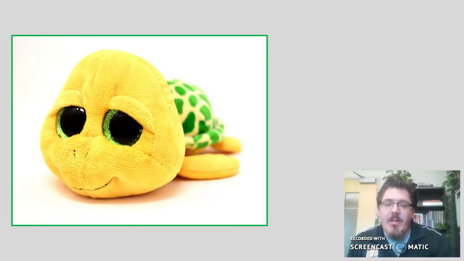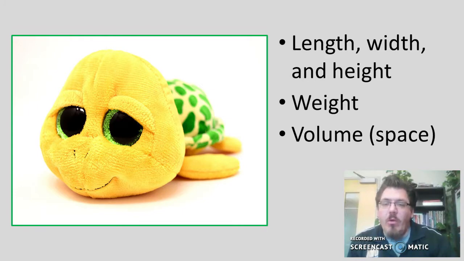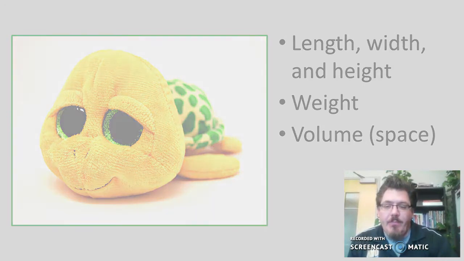Let's say that you hand your student a stuffed animal. What are some measurable characteristics of that toy? You could measure the length, or the width, or the height of the stuffed animal. You could measure how heavy the stuffed animal is. You could measure how much space the toy takes up on a shelf or in a cubby, aka the volume. These are probably the most common examples of measurable attributes that we want your child to recognize.